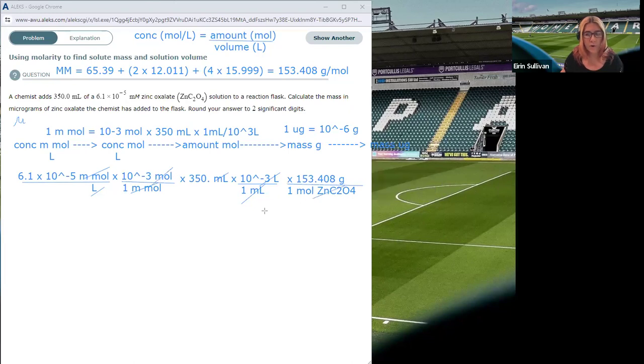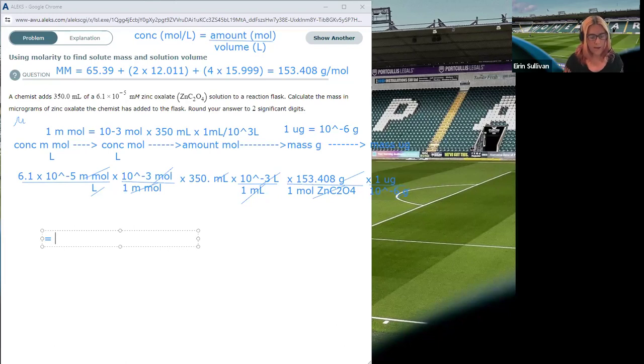And then last of all, I have to convert mass in grams to mass in micrograms. So we know that 1 microgram is 10 to the power of minus 6 grams. Okay, so it's a feast of unit conversions today. All right, so let's stick it all in my calculator and see what we got.